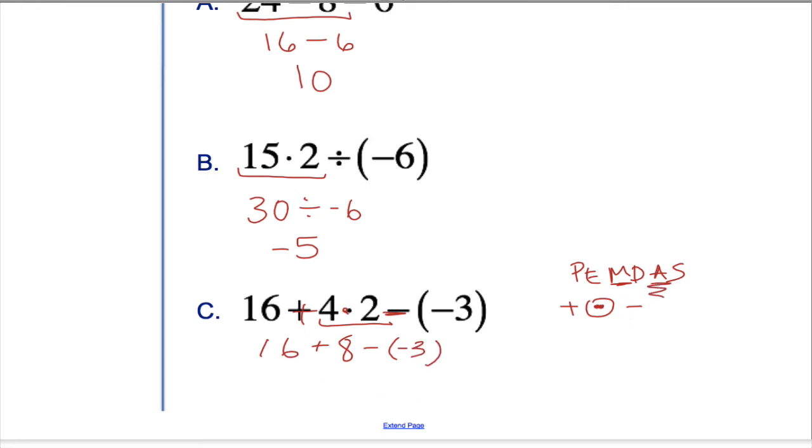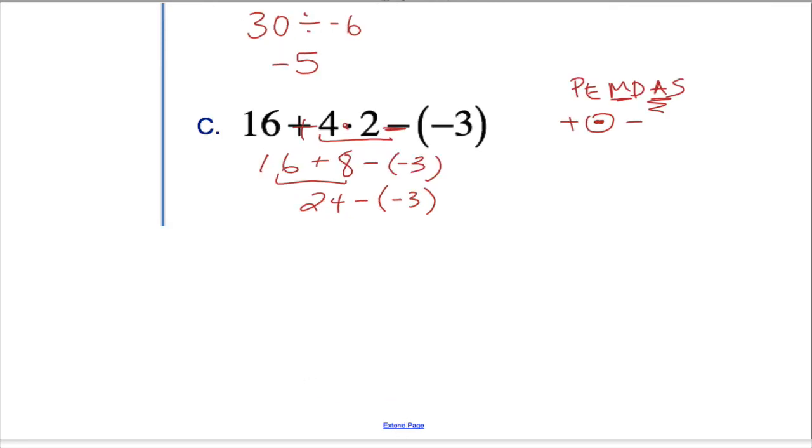Now we do the addition and subtraction in order from left to right. So first, I'm going to add 16 plus 8. Well, 16 plus 8 is 24. And now we're subtracting negative 3. Because we're subtracting, remember what we can do here. We can make this addition. We turn subtraction into addition by adding the opposite. So I'm going to make this subtraction into addition, and add the opposite of negative 3, which is positive 3, and 24 plus 3 is 25. So that's my final answer for this example.